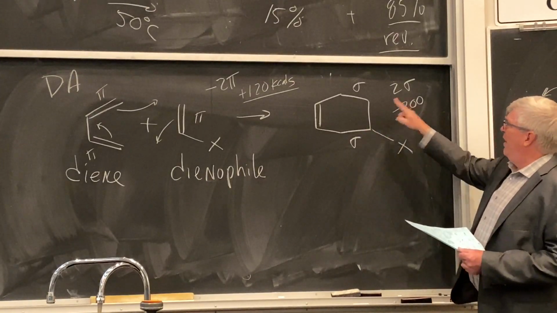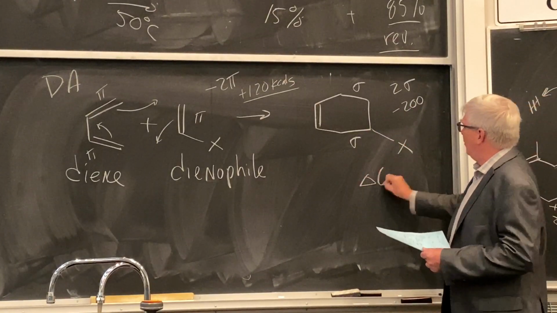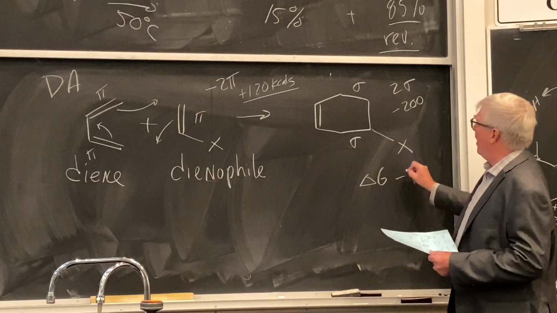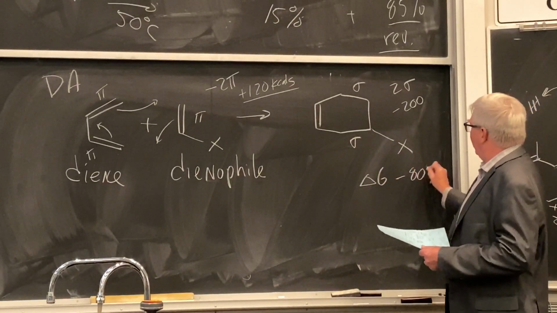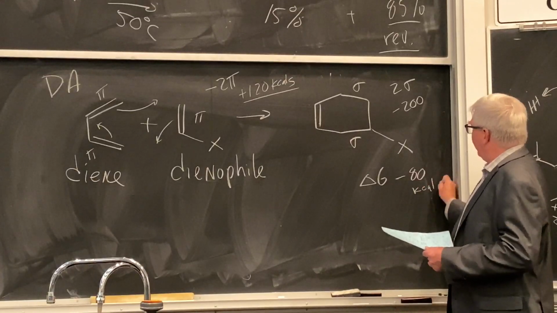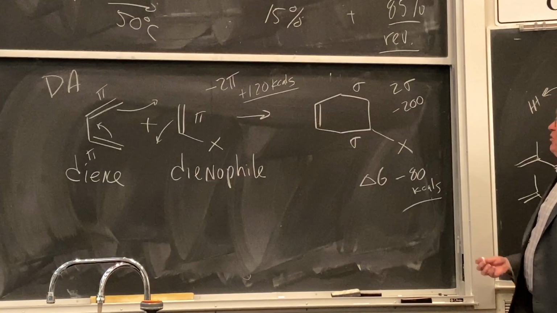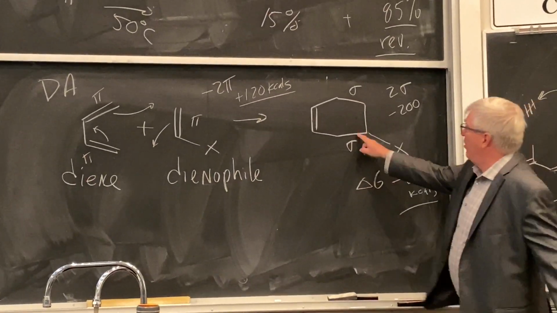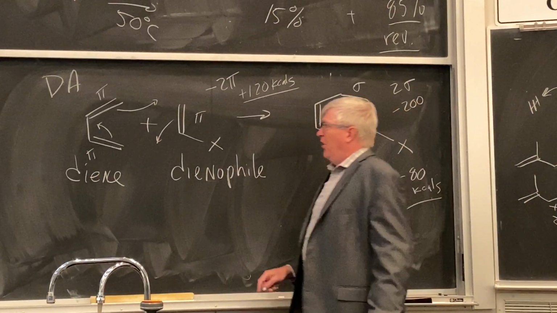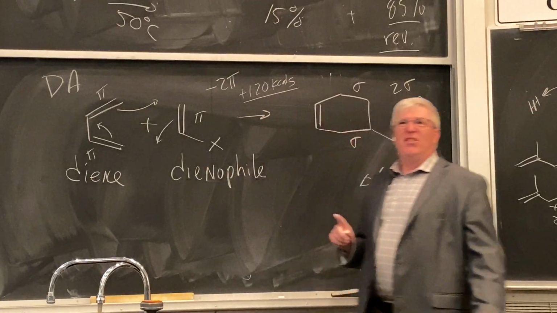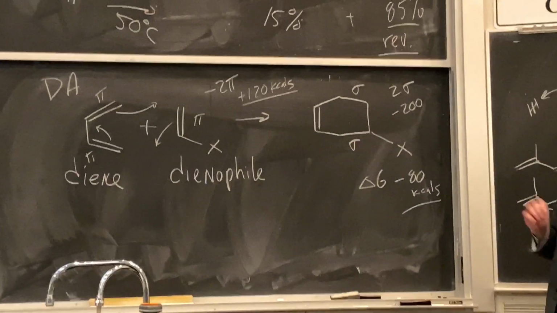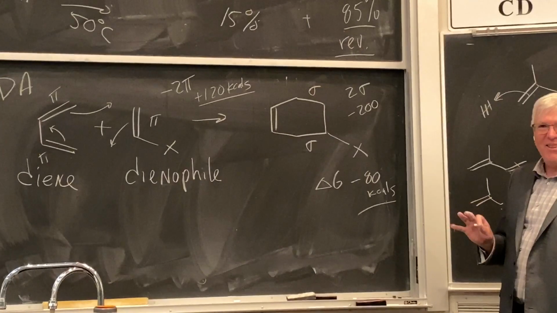So what do we get overall? What's the change in free energy here? What is it, about minus 80 or 60 kcals? So this is a favorable reaction because you're only breaking a couple pi bonds and you're getting 2 sigma bonds out here, and you're creating a cyclohexene. So this is an unusual reaction, isn't it? It's not SN2, it's not SN1, there's no carbocation intermediate, no radical intermediate.